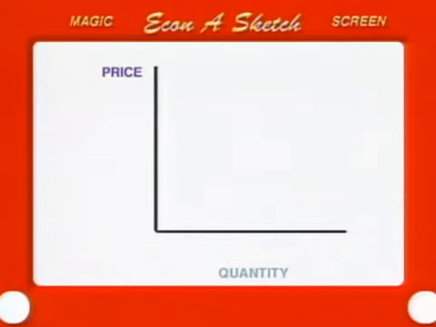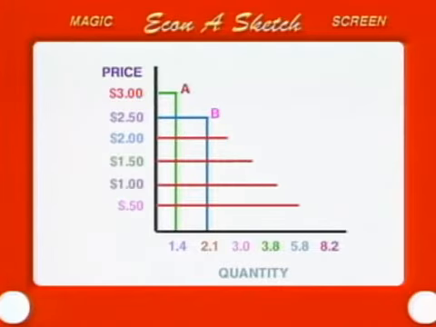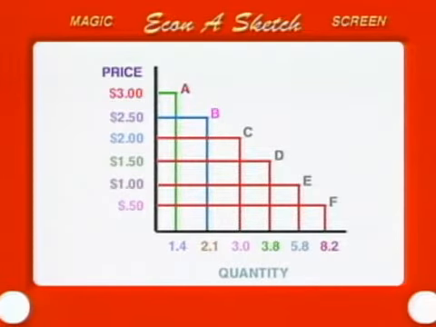Now, a widely used graphical device is the demand curve, which takes this information and plots it in a graph. On the vertical axis, we plot the price, and on the horizontal axis, we plot the quantity demanded. So point A corresponds to $3 per bottle and 1.4 million bottles. Point B shows demand at 2.1 million bottles when the price is $2.50, and so on to point F, where demand at 50 cents is 8.2 million bottles.